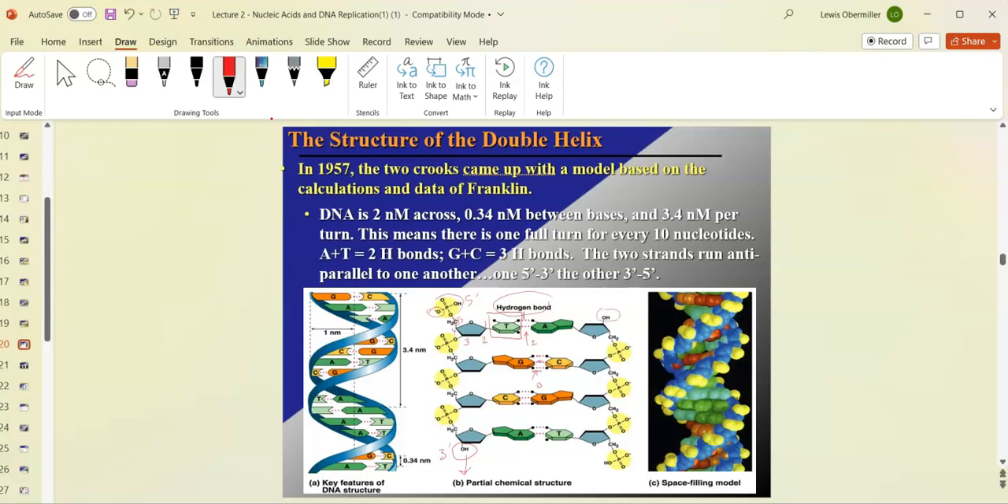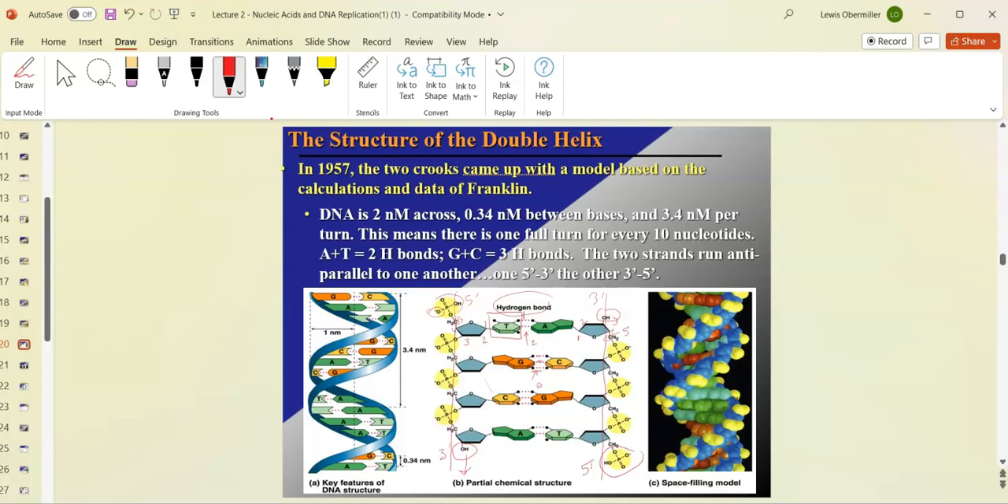So let's do the numbering. This is number 1, 2, 3, 4, and then this one right here is 5. And so this is the 5' end, and this is the 3' end. So that's what we call anti-parallel. 5' to 3' on one side of the molecule, 3' to 5' on the other side. And it's because it's flipped upside down.